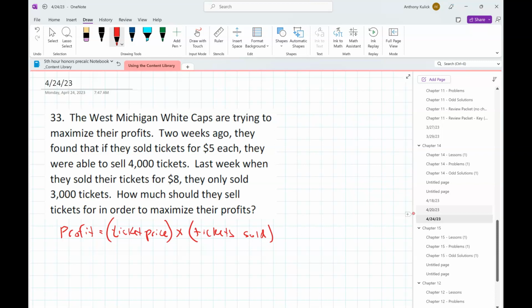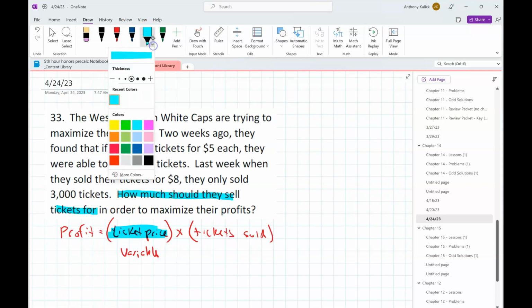And let's see now. It asks how much should they sell tickets for in order to maximize their profit. So that ticket price is going to be my variable. Okay with that? So I need to find some kind of expression for tickets sold, right?